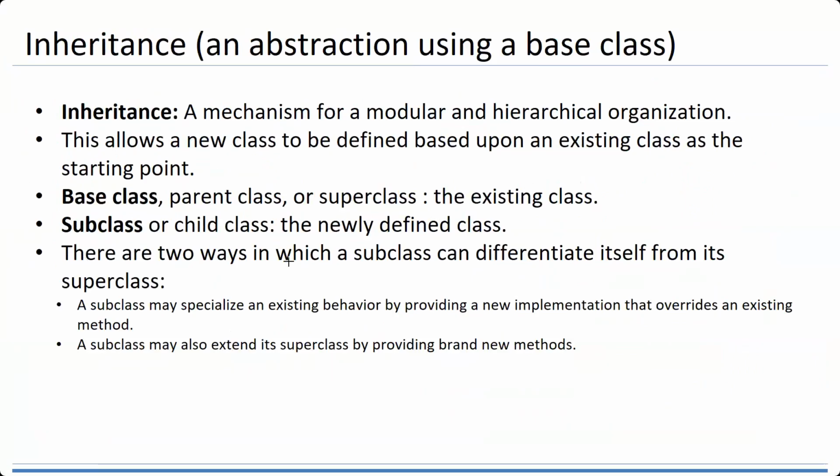So there are two ways in which a subclass can differentiate itself from its superclass. A subclass may specialize in existing behavior by providing a new implementation that overrides an existing method. And a subclass may also extend its superclass by providing brand new methods. Okay. The key points are overriding and providing brand new methods.